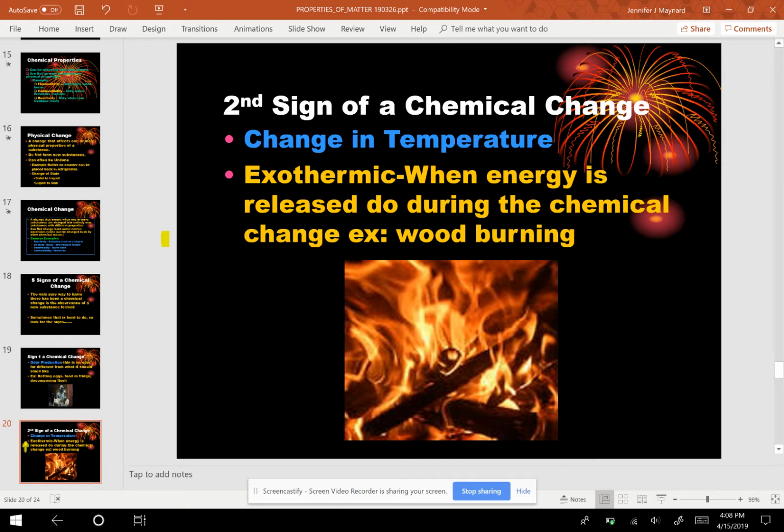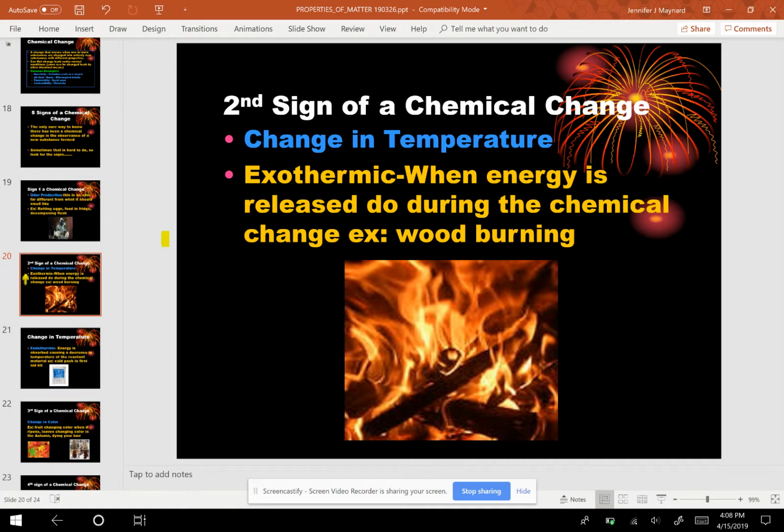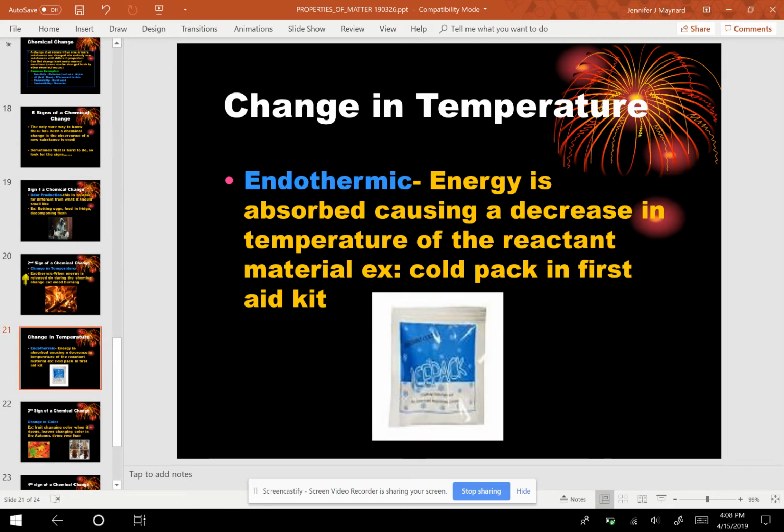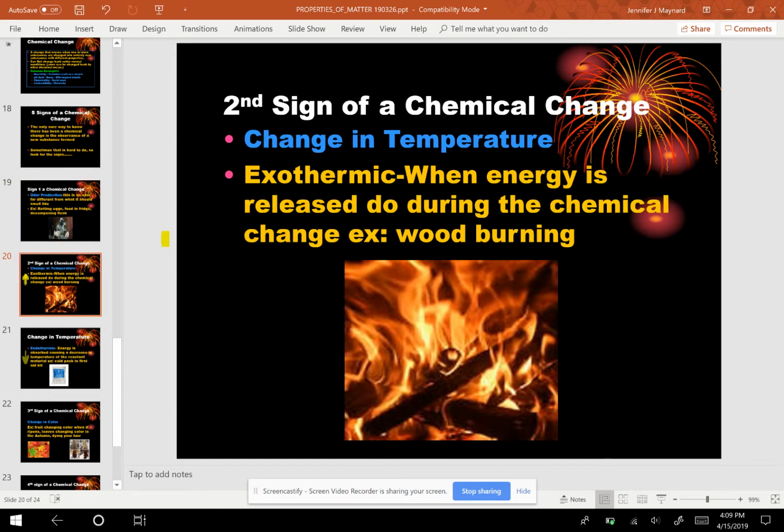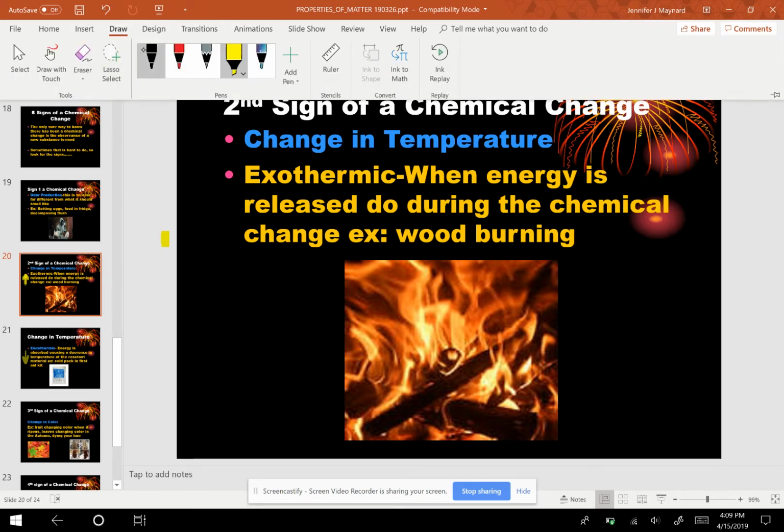That's exothermic. That's change going up. And then you have endothermic, and that's the temperature actually going down. Okay. And ironically, when you have the exothermic reaction, what you're doing is releasing energy into the environment.